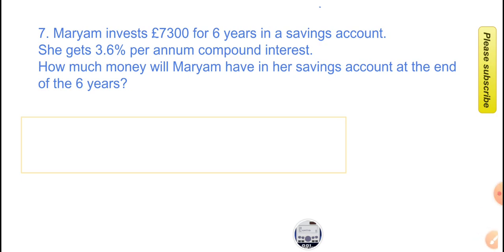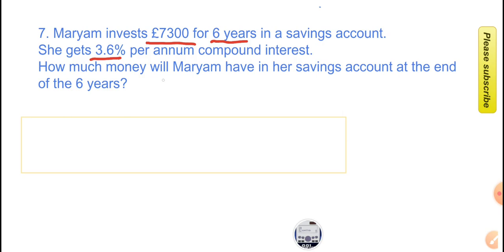Question 7. Mariam invests £7,300 for 6 years in a savings account. She gets 3.6% per annum compound interest. How much will Mariam have in her savings account at the end of 6 years? So that's her initial amount, and this is the percentage she'll be getting each year as compound interest, and she'll invest for 6 years.